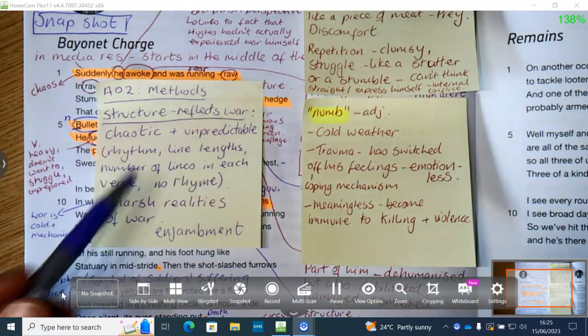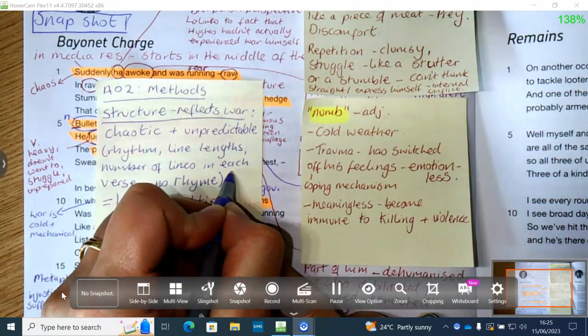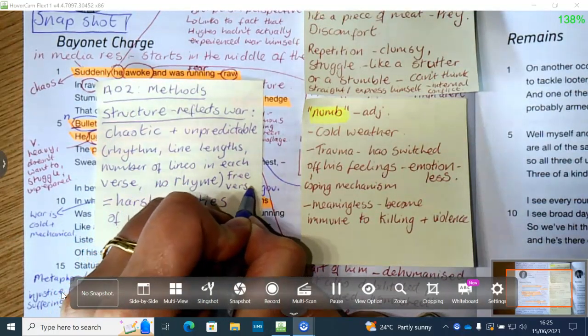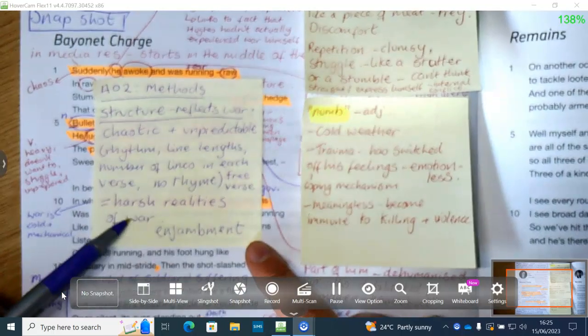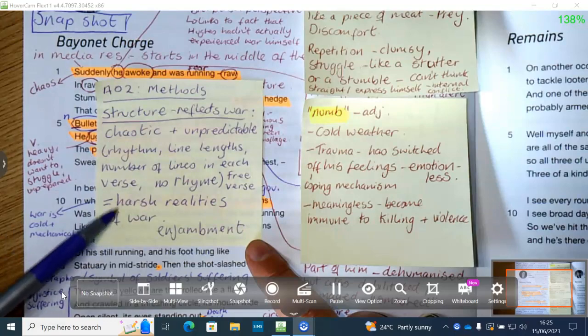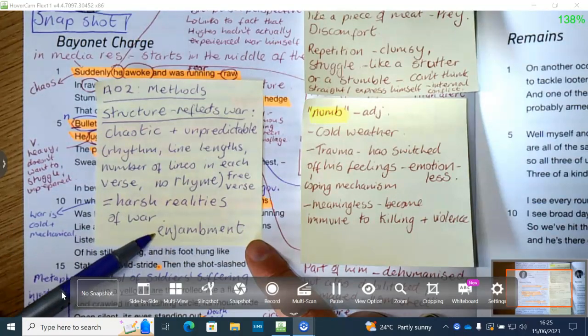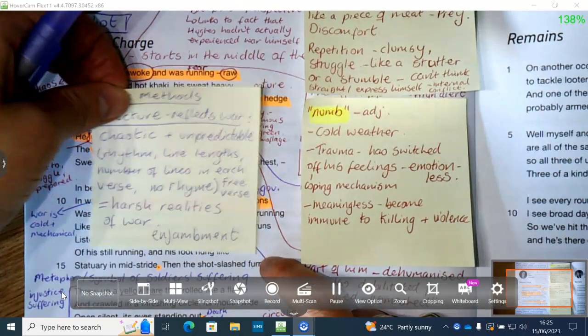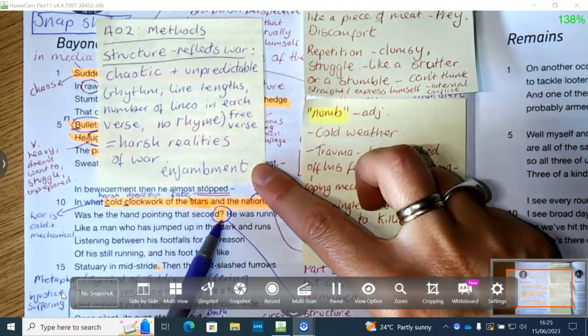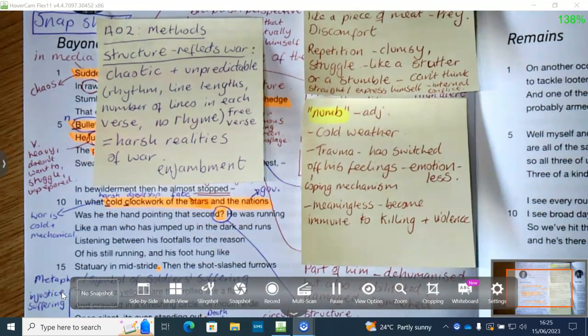So what we say when there's no pattern here is it's called free verse. So we can make a link between what we're seeing in terms of structure and the harsh realities of war. And we can also write about this enjambement here, which is the fact that the sentences carry on and carry on right until this point here in line 11.